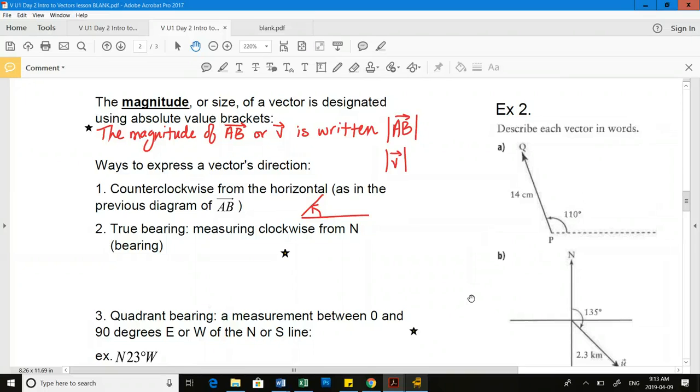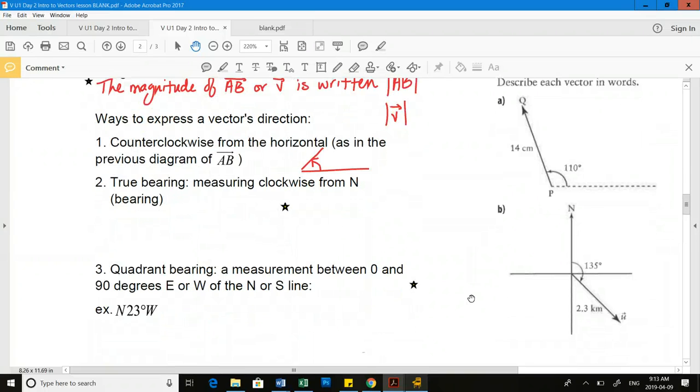True bearing is measured from the north. So if this is our quadrant grid here, we have north, south, east, west. Oh, I put south on west. West, we actually measure from the north line and then measure clockwise. So if I wanted to write the direction of a vector, let's say 45 degrees, I would be measuring from here, and it would be the notation 045.